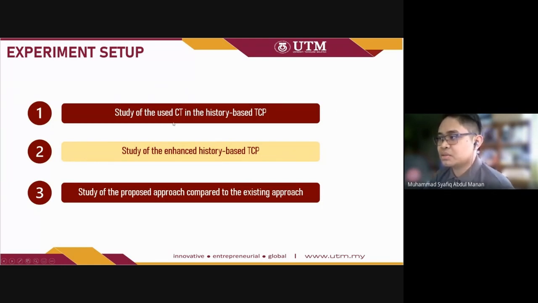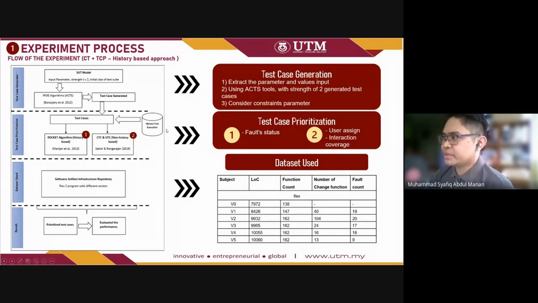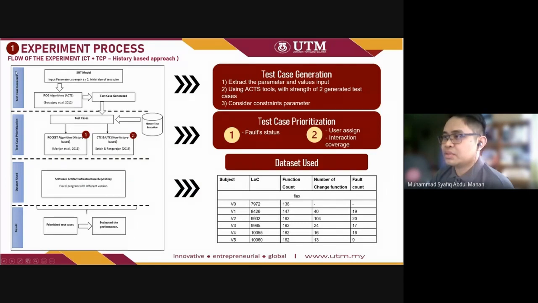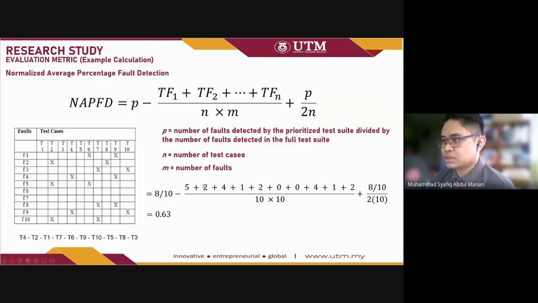Okay, so here we have three different experiment setups. First, we want to study the use of CIT in history based, second is a study of enhanced history based TCP, and lastly we want to study the proposed approach compared to existing approaches. For the first experiment, we want to see the use of CIT in history based. The first step is we generate the test cases, and then we go to the prioritization part, where after the tests are generated, we prioritize them, this one focusing on history based and this one non-history based. Then this is the dataset used, and lastly, we evaluate the proposed method in the study using the NFPFD.